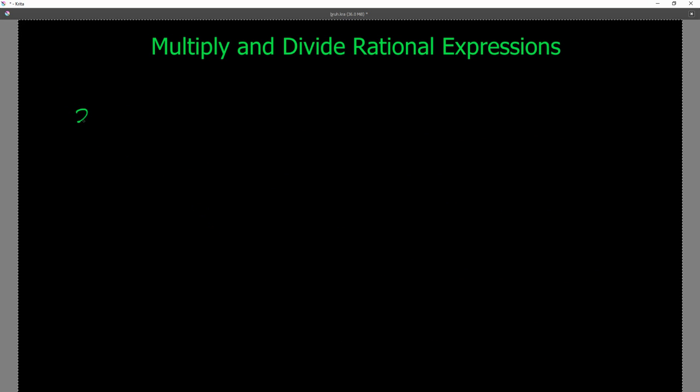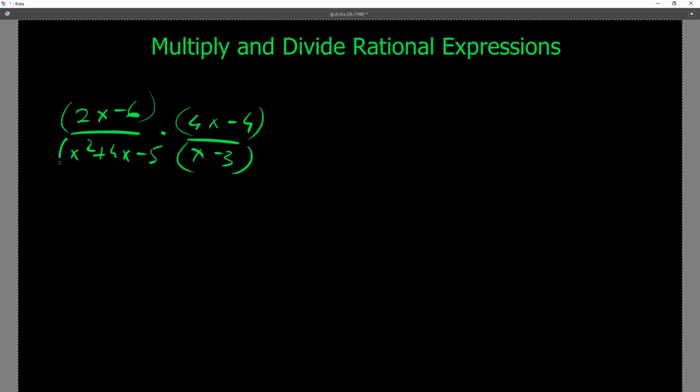Here's another example. I have (2x minus 6) over (x squared plus 4x minus 5) times (4x minus 4) over (x minus 3). See? I can't cancel this x with this x, okay? I can't cancel this 4 with this 4 because they're stuck like that. These are stuck, these are stuck, these are stuck, and these are stuck, okay? So put parentheses around them, put them all together in one nice big fraction, like that.